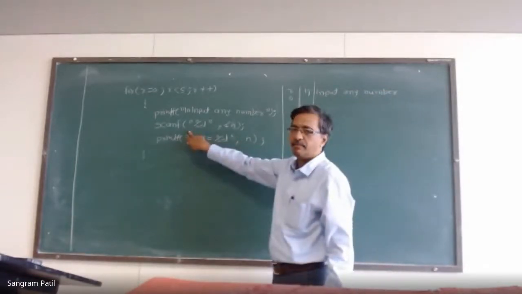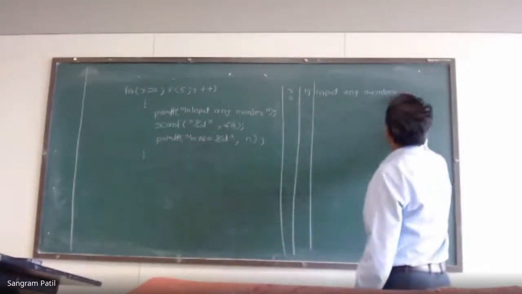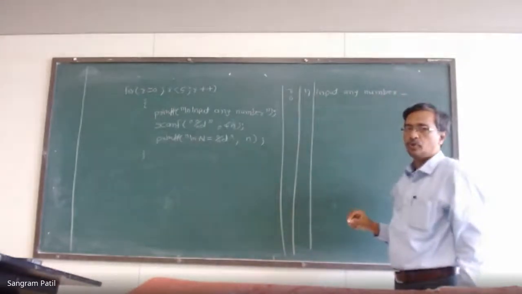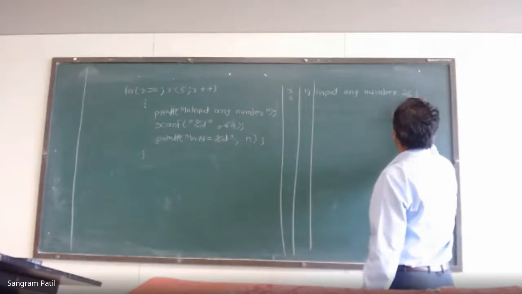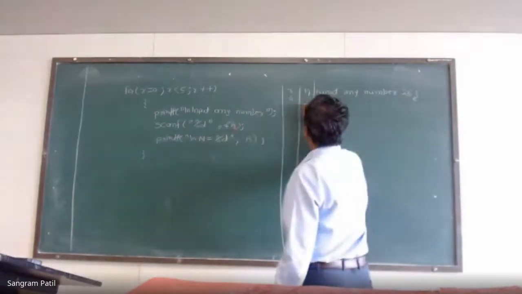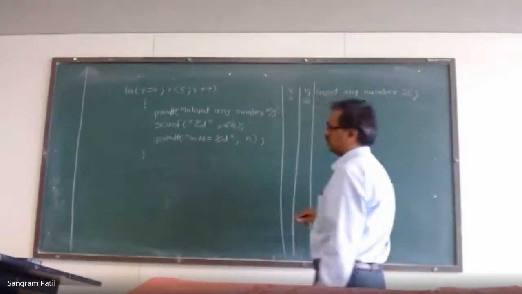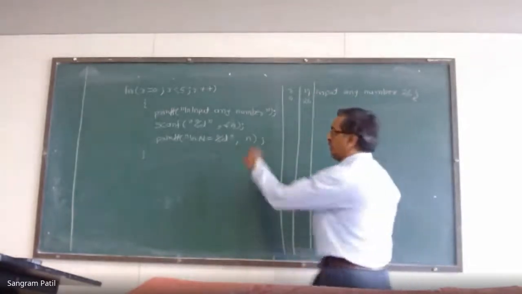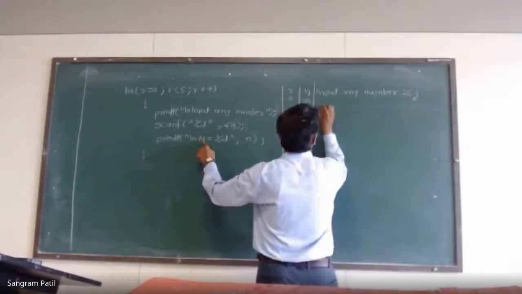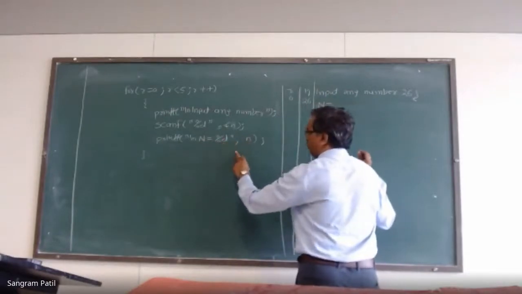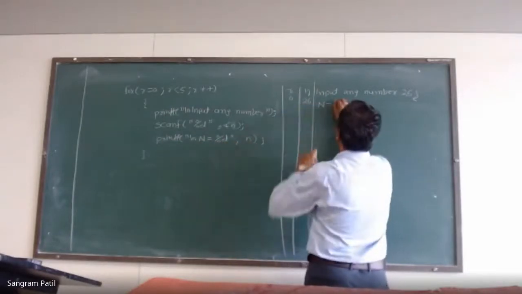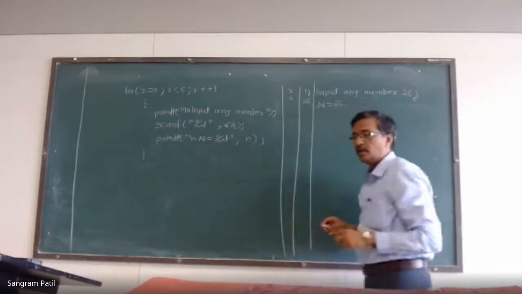Then scanf. This scanf will give a blinking cursor on the screen, so you have to input a number. If you input 26 and press the enter key, this 26 will be given to n, so the value of n becomes 26. Then printf with backslash n goes to the next line. n is equal to %d means print one number. Which number? The number which is present in n. So n is 26, so this will print 26.